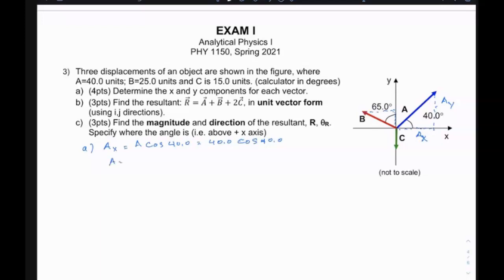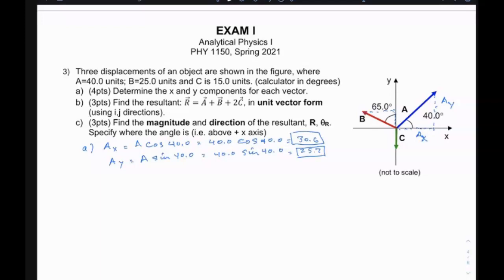A sub y is going to be, since the y component is the opposite side, A times sine 40 degrees. Then this evaluates to 40.0 sine 40 degrees. So let's go ahead and put these in our calculator. And when I do that, I get A sub x is equal to 30.6 and A sub y is equal to 25.7.